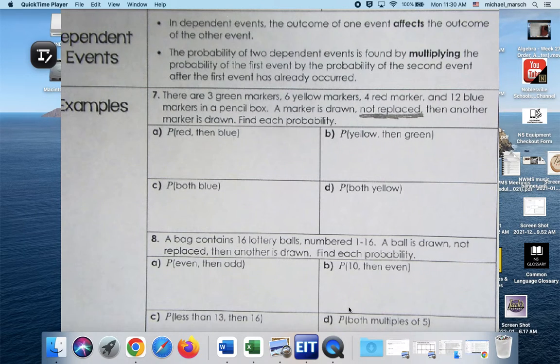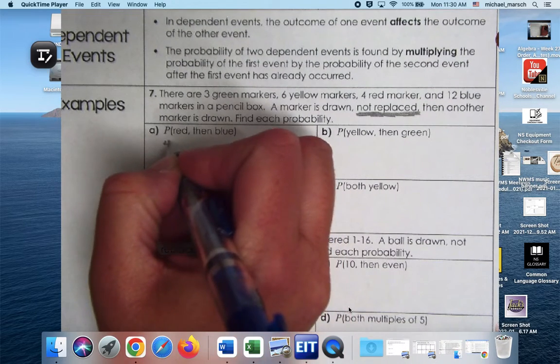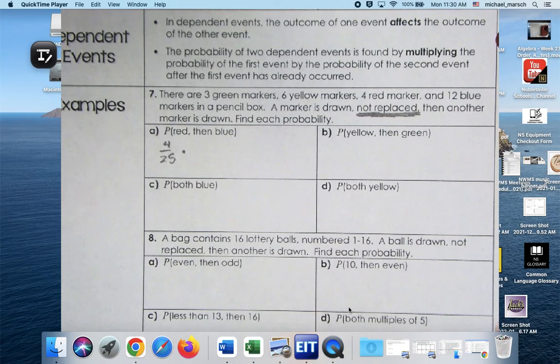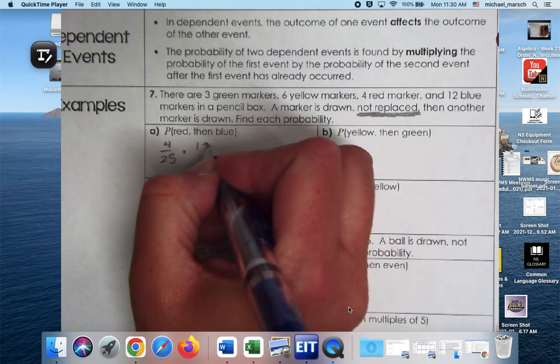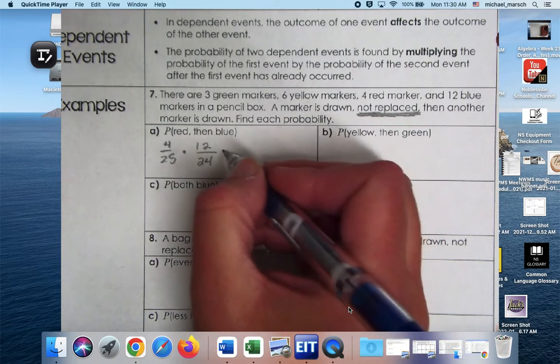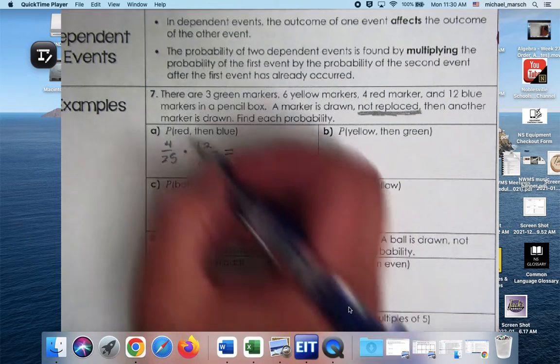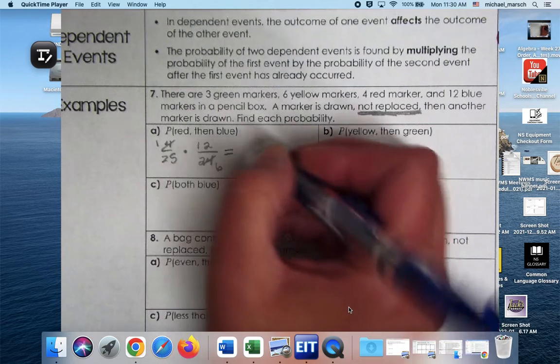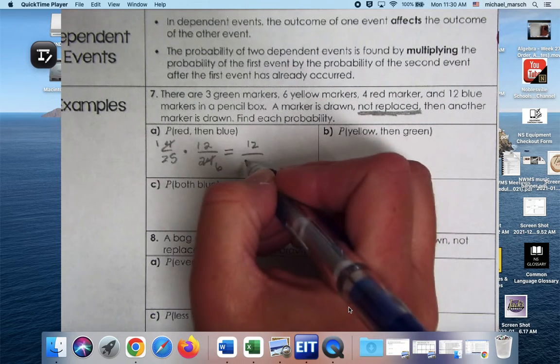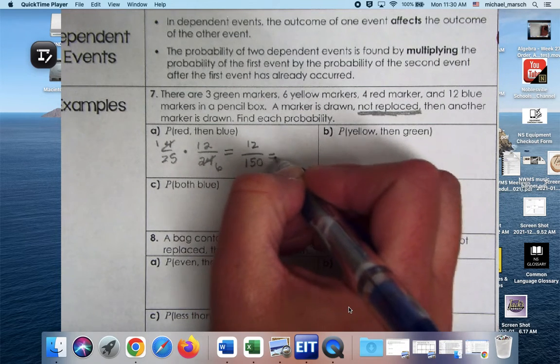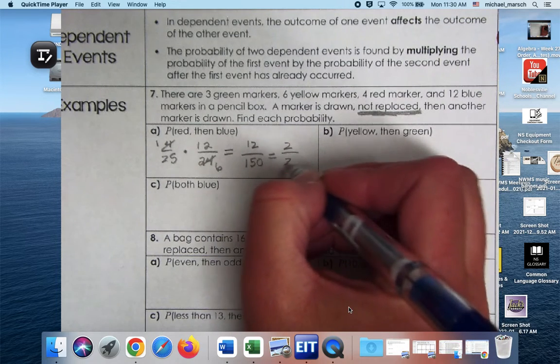So there are 25 markers in that pencil box. So how many of them are red? 4 out of 25. Yep. And then what's the probability of picking a blue marker out of the ones that are left? The red one is no longer in there. 4 out of 21. Right? 12 out of 24. Right? 12 blue. There's only 24 markers left. So I can cross simplify, and I'm going to get 12 out of 150, which simplifies to 2 out of 25.